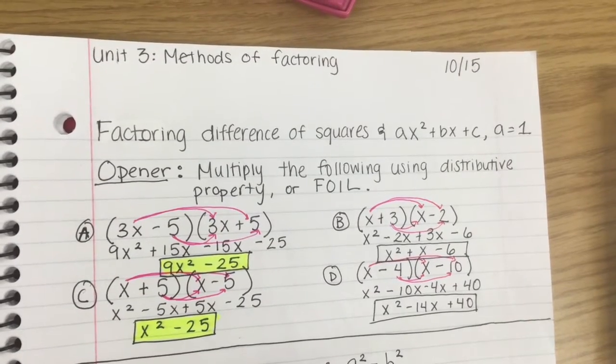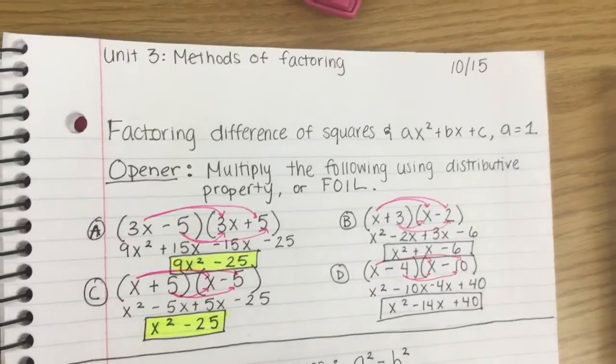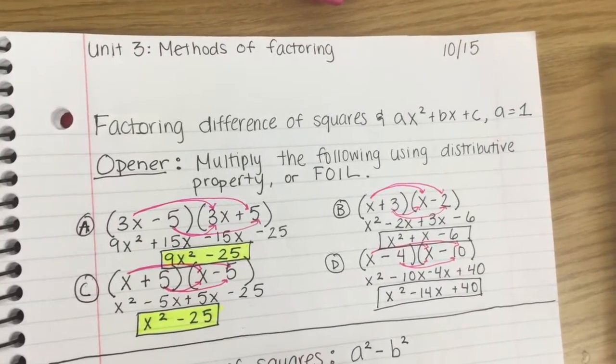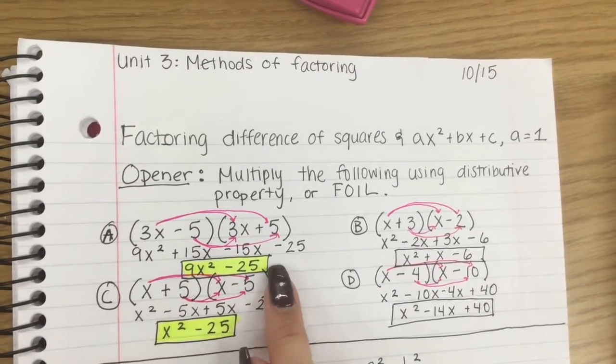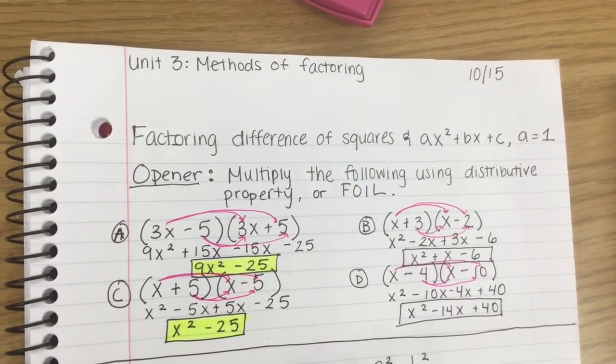If you are in my class and you haven't done the opener yet, stop here and go back and do the opener. Here we show 4 examples of distributive property or FOIL method: first, outer, inner, last.